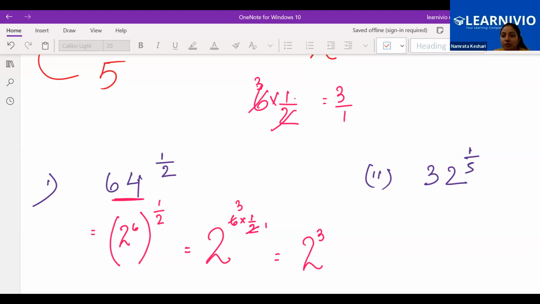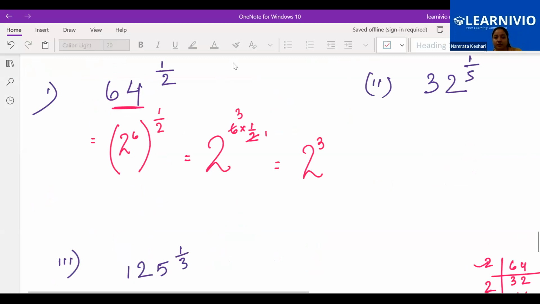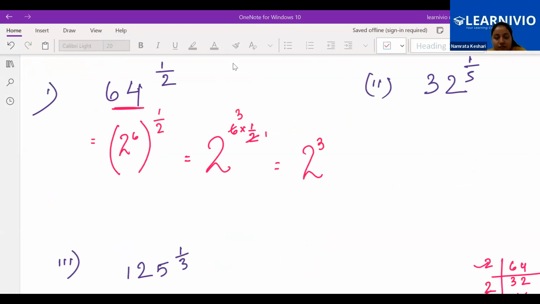Okay, all of you have already understood this one. Please do the next one: 32 to the power 1 by 5. Take your time and do it. 32 can be written as 2 to the power 5. And then it would be further written as 2 to the power 5 into 1 upon 5.